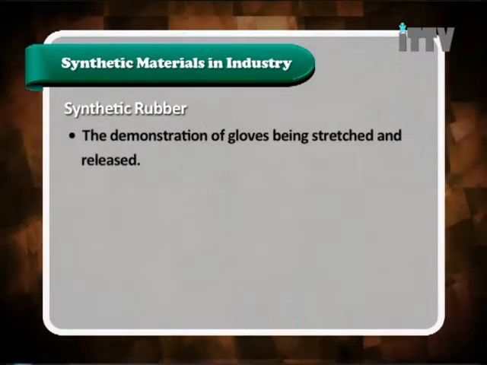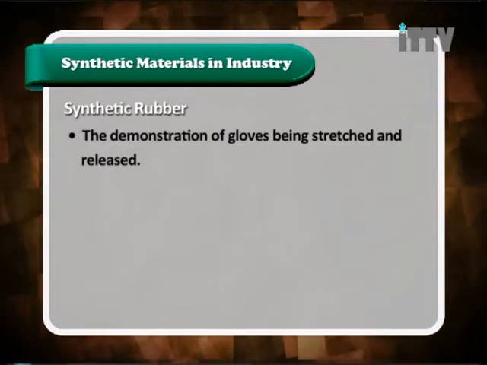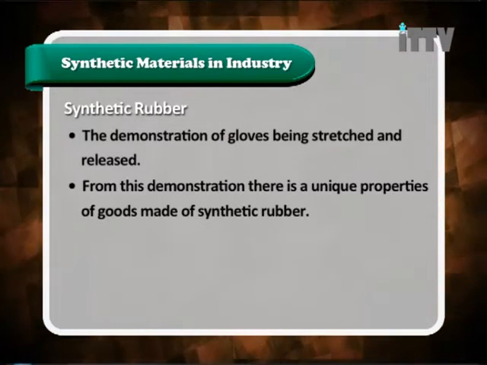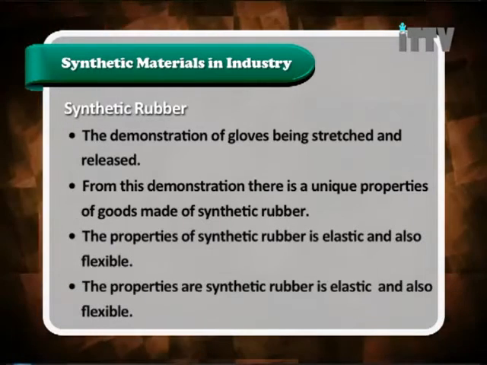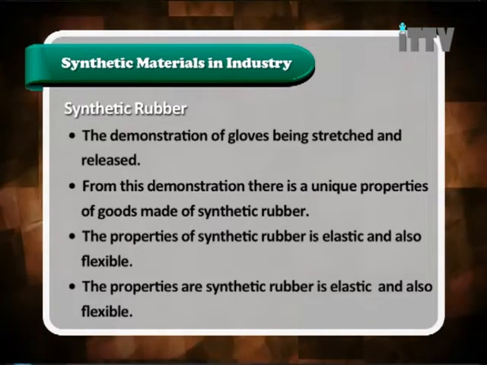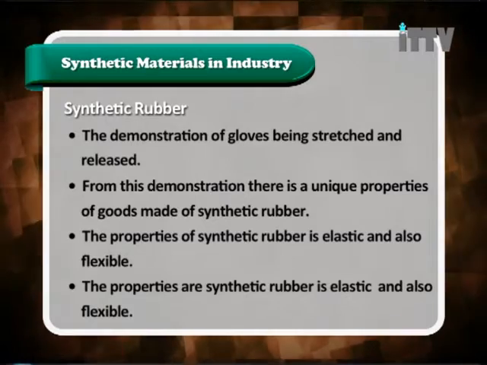The demonstration of the glove being stretched and released shows a unique property of goods made of synthetic rubber. The properties of synthetic rubber are elastic and also flexible. So these are the properties of synthetic rubber. One, they are flexible. Two, they are very elastic. Using these characteristics, certain materials are made. And here we have seen how gloves are made from synthetic rubber.